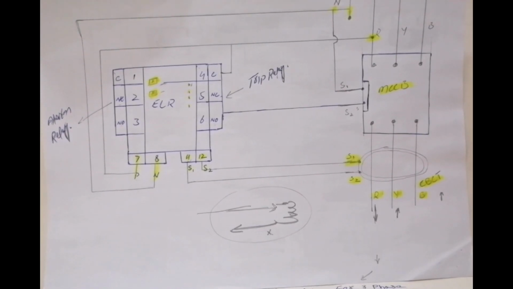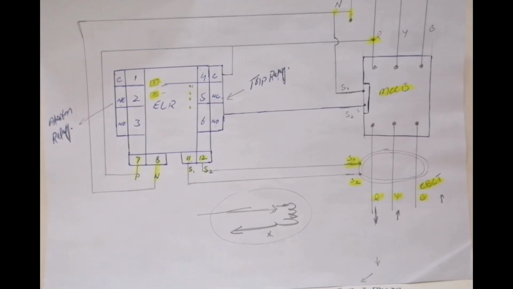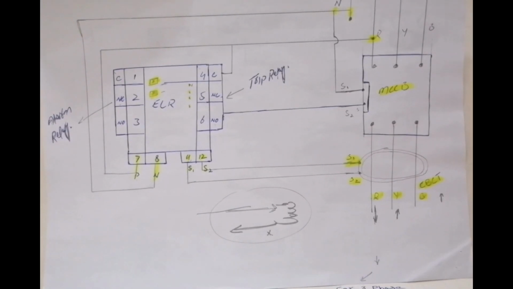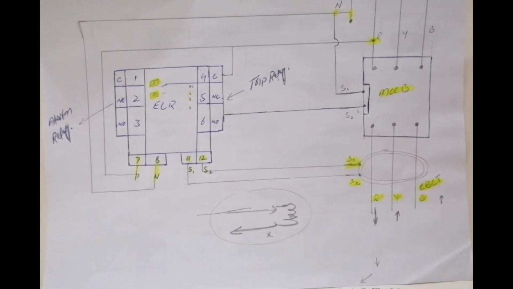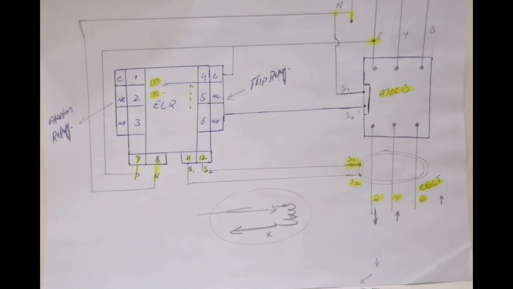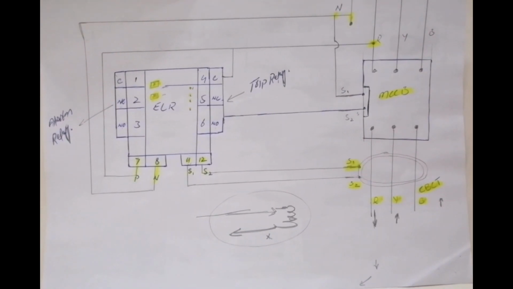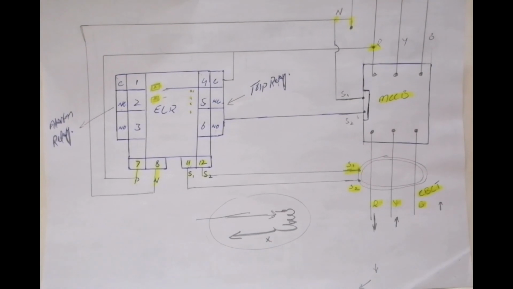We write S1 and S2 there. These two points we use for the CBCT, core balance current transformer. The other three points are 4, 5 and 6. Point 4 is the common point, point number 5 is the normally closed, and point number 6 is the normally open. The normally open point we connect with the shunt coil point S2, and the other point S1 of the shunt coil we connect with the neutral.